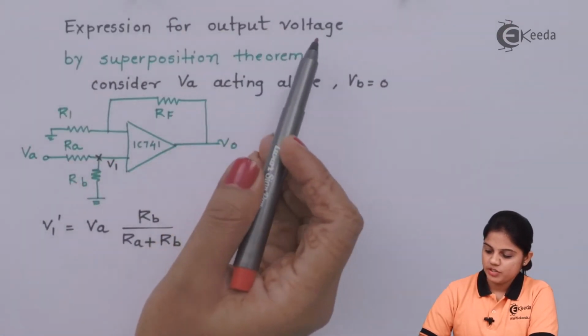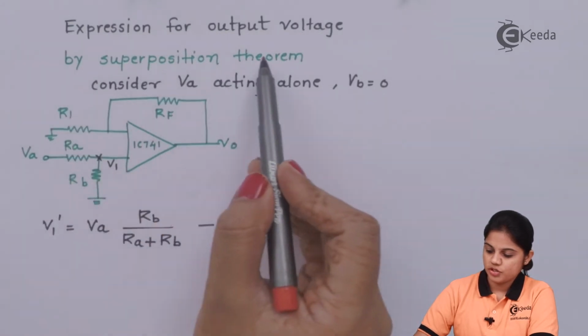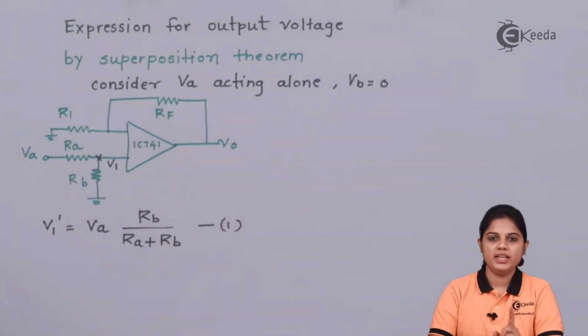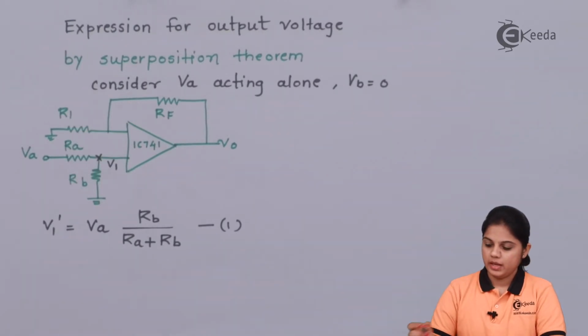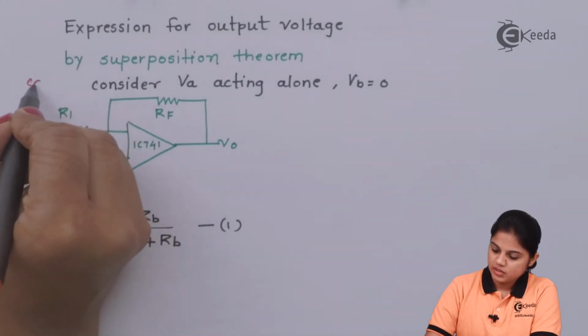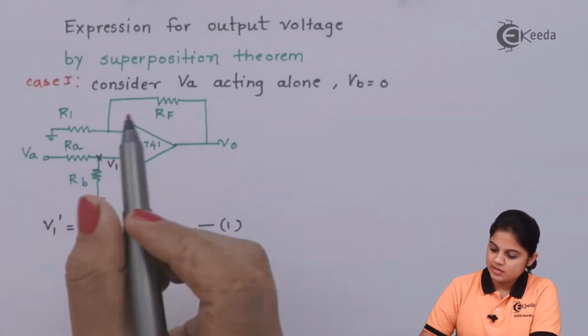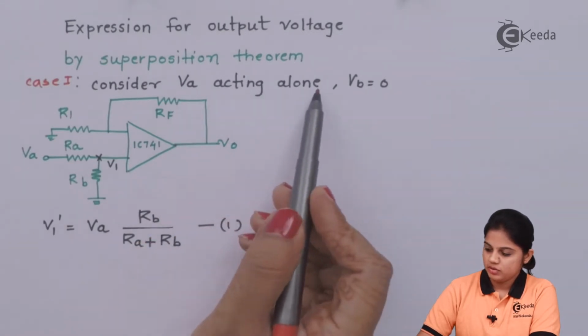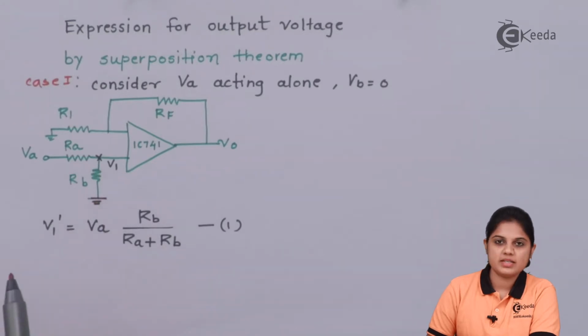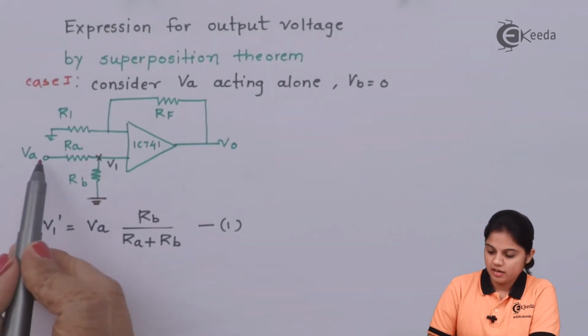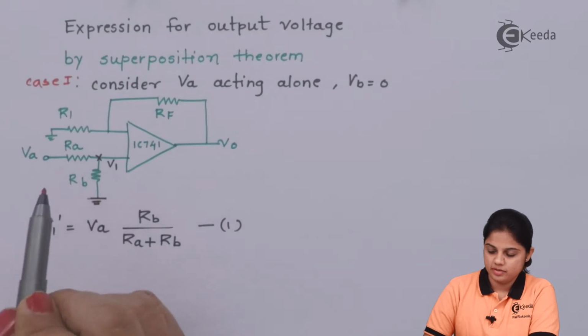Expression for output voltage. Now here we have to apply superposition theorem. That means at a time only one source will act. Since we are having two input voltages VA and VB, at a time only one will act. That is, if VA is working, VB will be 0. If VB is working, VA will be 0. Now in case 1, let's consider VA acting alone. That means VB is equal to 0. Since VB is equal to 0, this terminal is grounded. VA is acting alone and the configuration will look like this.